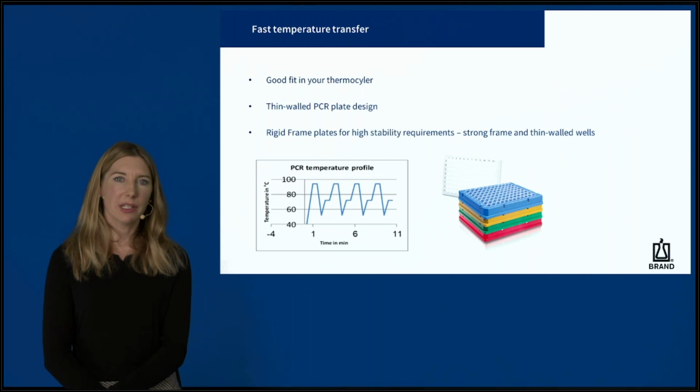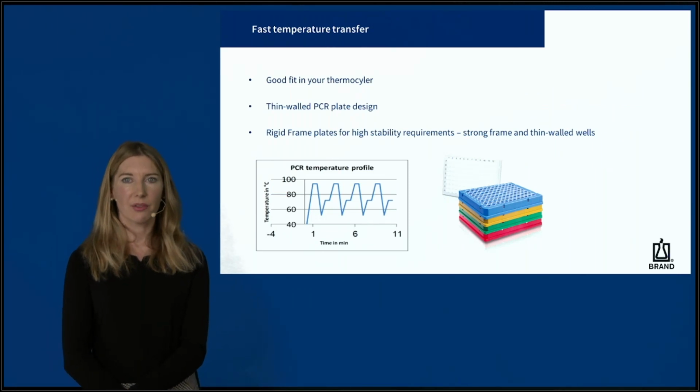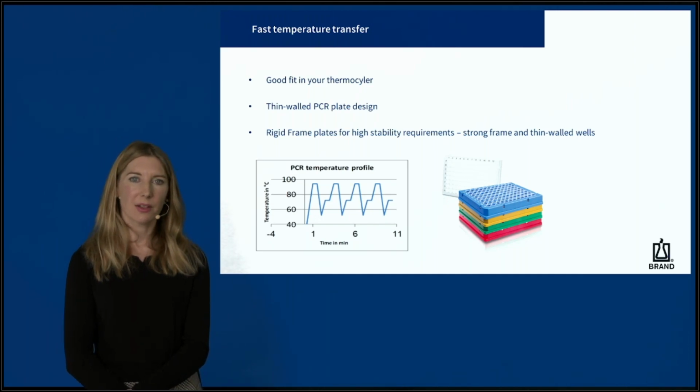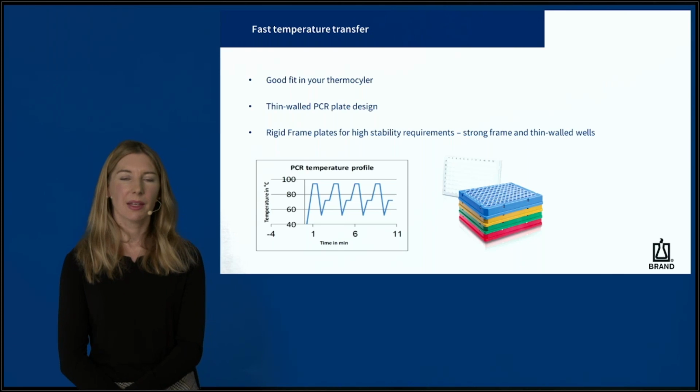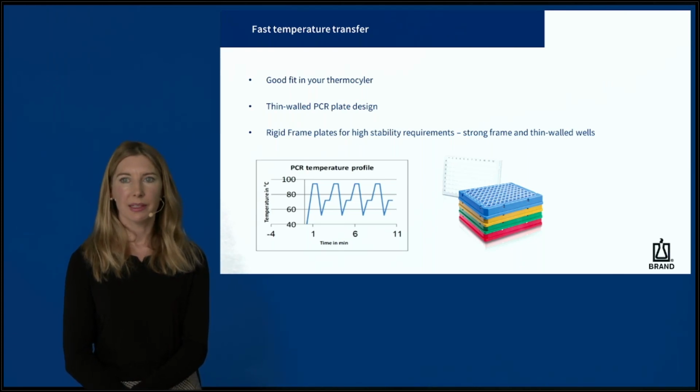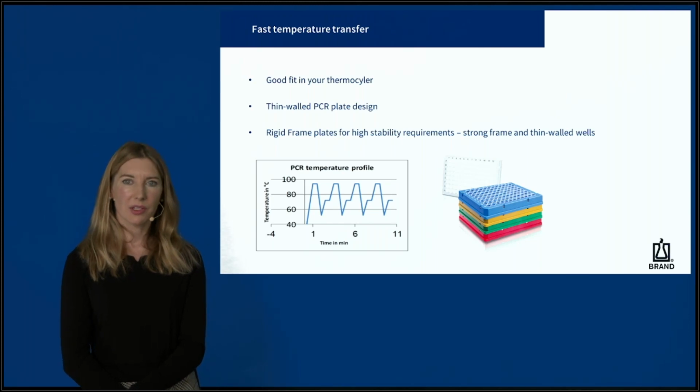Next to the quality level, fast temperature transfer is crucial for PCR plastics. The ultra-thin-walled PCR plate design facilitates constant, rapid, and precise heat transfer, leading to convincing yields and a short PCR cycle time. In addition, the smooth vessel interior minimizes the binding of enzymes and nucleic acid to the walls. For automation, plates with a rigid frame for high stability and thin-walled wells are a good choice.